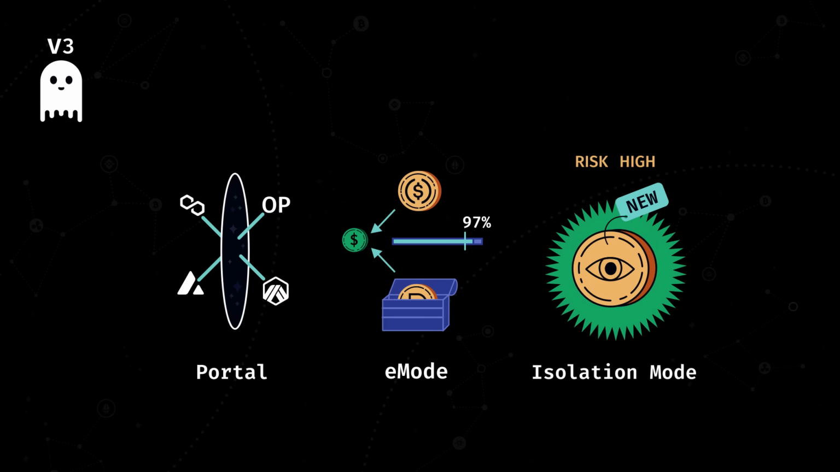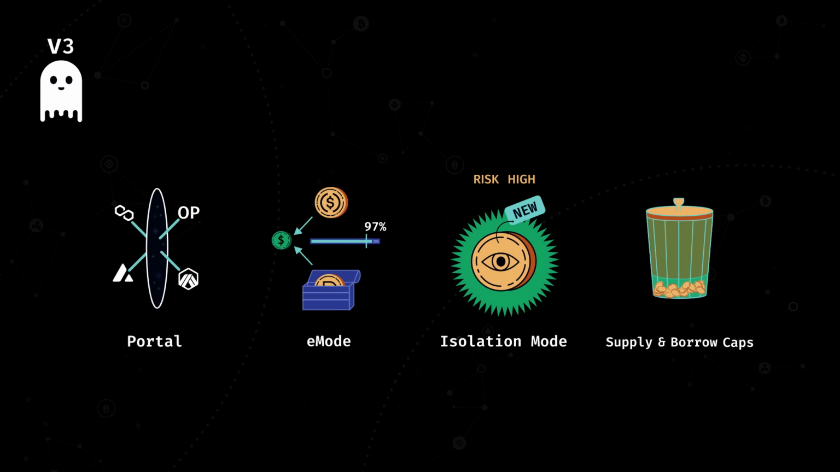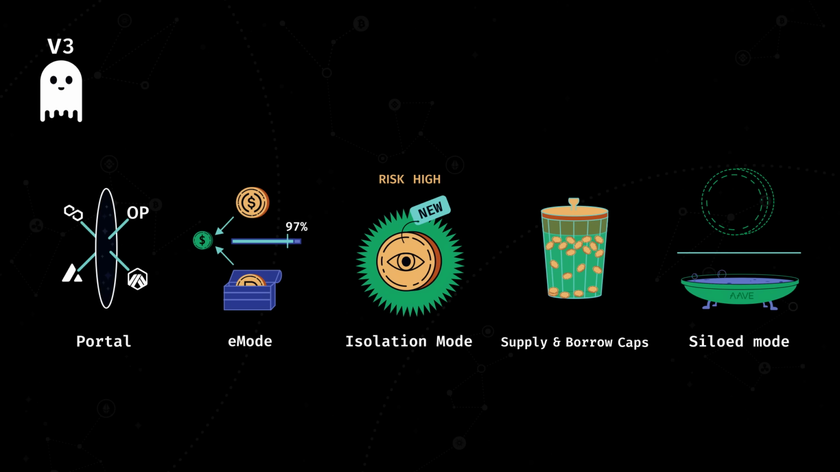They are Isolation Mode, a mode for new assets assessed as high risk. Supply and borrow caps, a feature that limits the amount of assets to deposit and borrow to help reduce the risk of potential insolvency. Siloed Mode, a mode to be used for funds that use external, potentially manipulatable oracle.